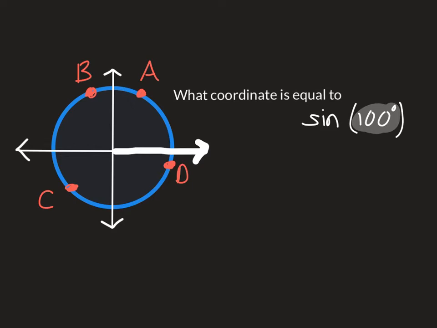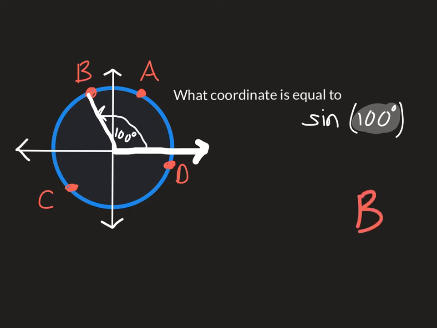So 100 degrees, okay, well let's see here. 90 degrees is there, so I'm going to go at least a little bit past 90 degrees, and somewhere around there is about 100 degrees. So where is 100 degrees? Well, it looks like it's lining up with B. We don't know necessarily that it would 100% hit B. It might be very close to it. But from all of my points, A, B, C, and D, if it has to be one of them, then it's definitely B.